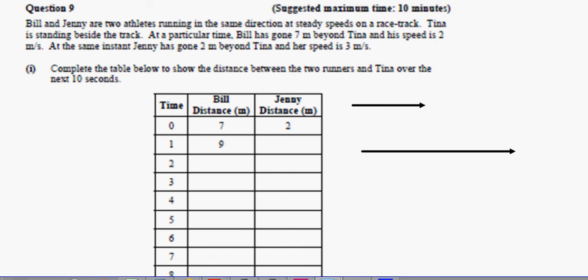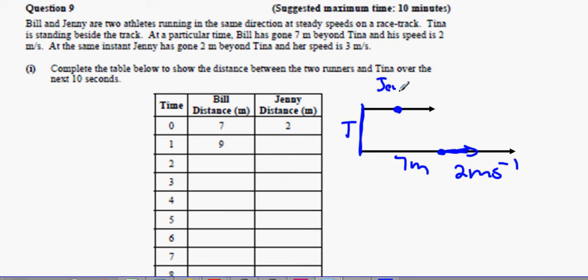So what we can do here is we can draw where Tina is. Tina is located here. This is Tina. 7 meters down the road is Bill. And Bill is going 2 meters per second. That's his speed. And 2 meters down the road is Jenny. And Jenny is going 3 meters per second.